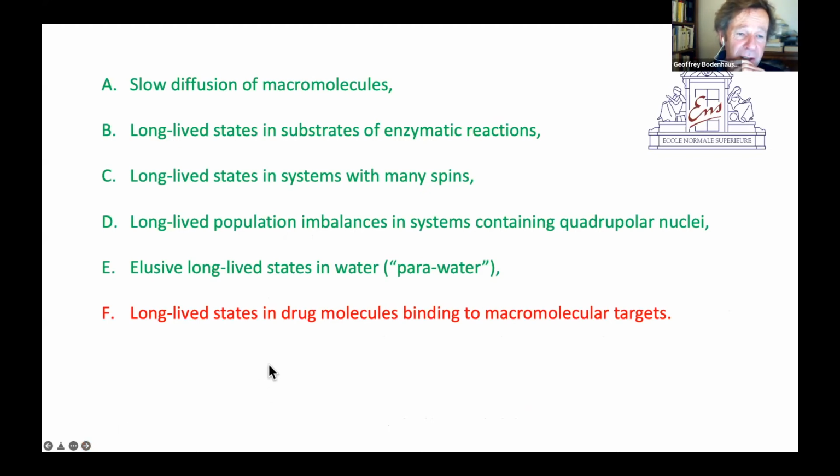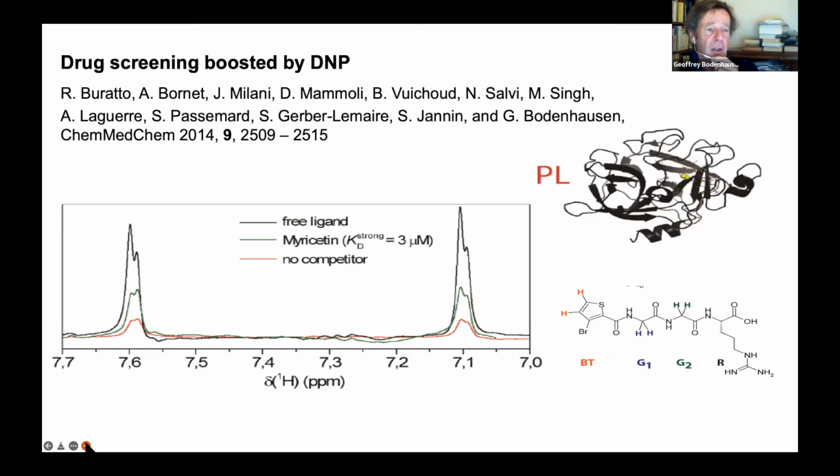Now, a final subject, which is close to my heart, in fact, is the use of long-lived states in drug molecules binding to a macromolecular target. Could be a protein or maybe a nucleic acid. So this was described in several papers. The effect was actually initially found by Nicolas Salvi, and sometimes I'd like to speak of the Salvi effect.